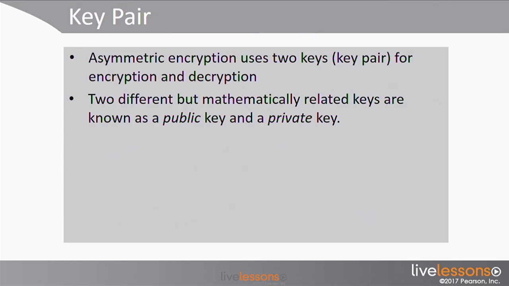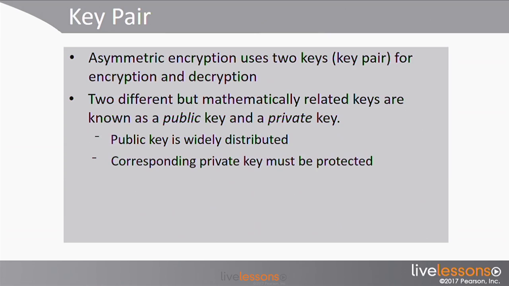Those are two different but mathematically related keys, and we're going to refer to them as the public key and the private key. Now the public key is widely distributed. So every user or every system has two keys that are going to use asymmetric. The public key, we want it out in the public. We want everybody to have a copy of the public key. But the corresponding private key must be protected. So in talking about key pair security, the public key is widely distributed, and the corresponding key has to be secured.